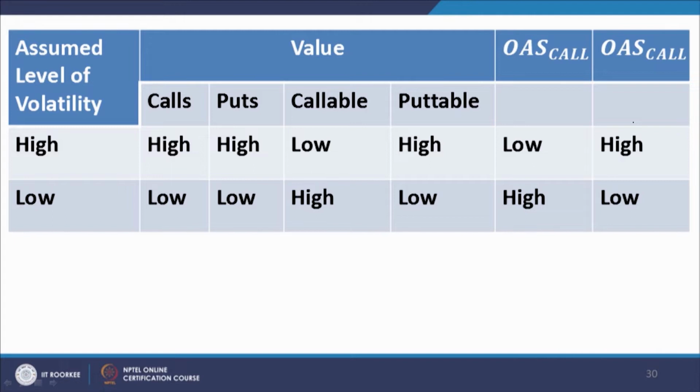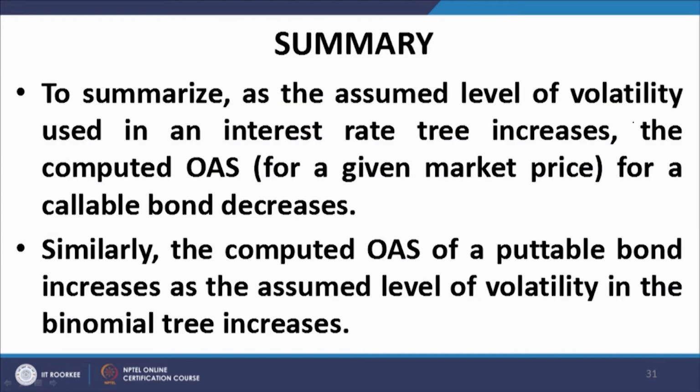So, this is a summary of what I have talked about for calls and for puts. To summarize, as the assumed level of volatility used in the interest rate tree increases, the computed option adjusted spread for a given market price for a callable bond decreases. Similarly, the computed option adjusted spread for a puttable bond increases as the assumed level of volatility in the binomial tree increases.